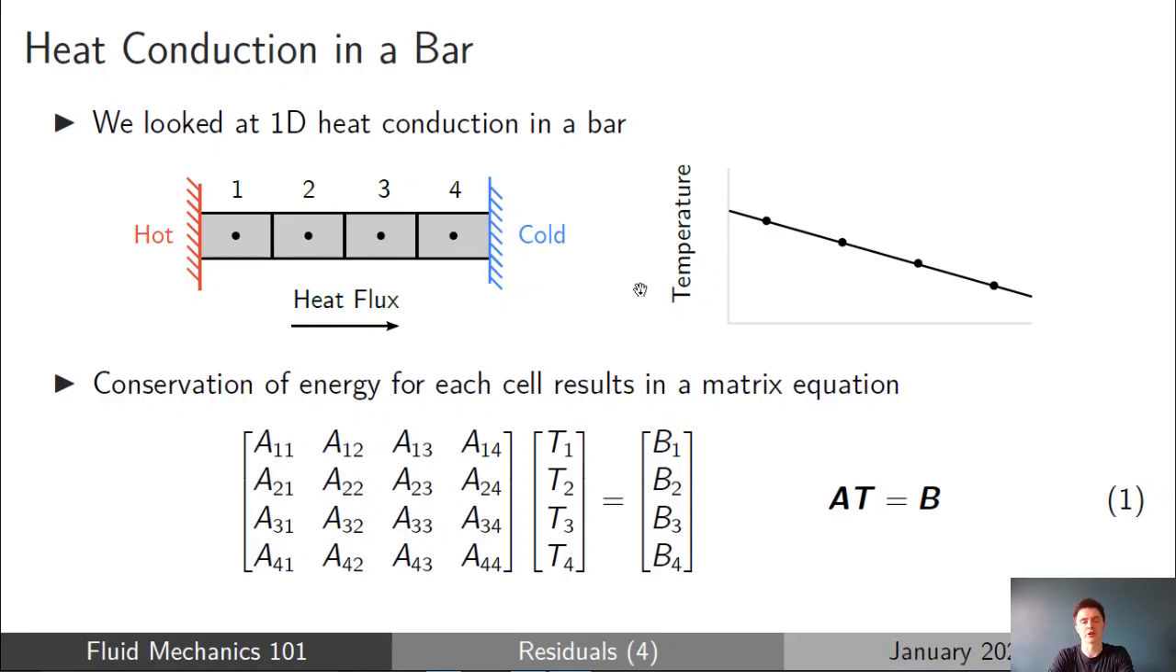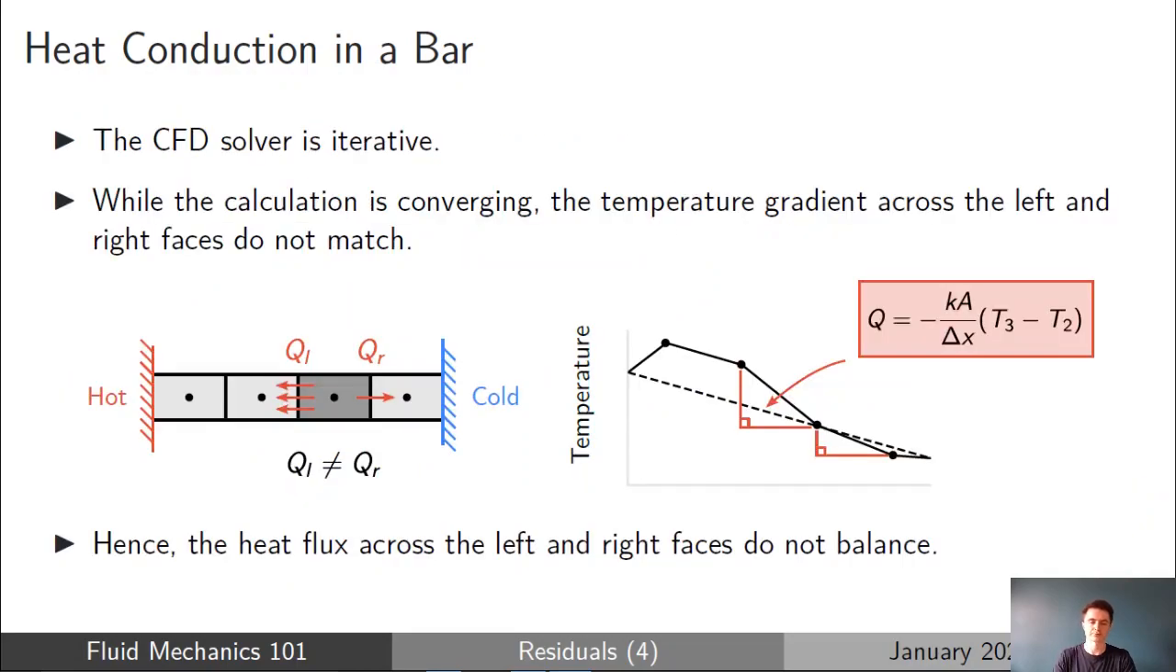And rather than solve this problem by hand, we formulated this problem as a matrix equation by applying conservation of energy to each of those cells in the bar. And this resulted in a matrix equation AT = B, where T1, T2, T3, and T4 are the temperatures at the centroids of each of the cells in that mesh.